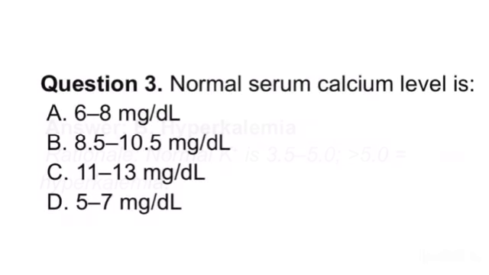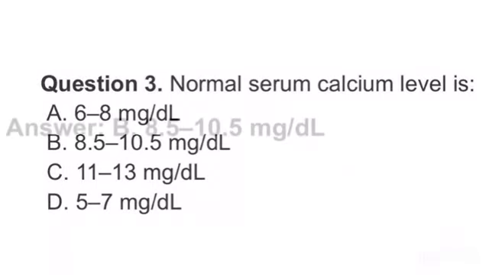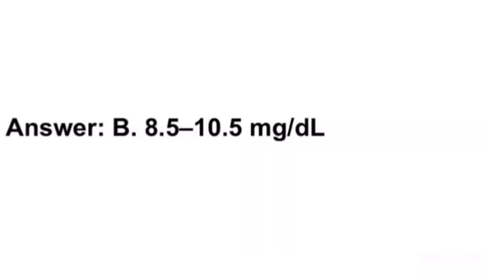Question 3. The normal calcium level is A. 6 to 8 milligrams per deciliter, B. 8.5 to 10.5 milligrams per deciliter, C. 11 to 13 milligrams per deciliter, or D. 5 to 7 milligrams per deciliter. The answer is B. 8.5 to 10.5 milligrams per deciliter.